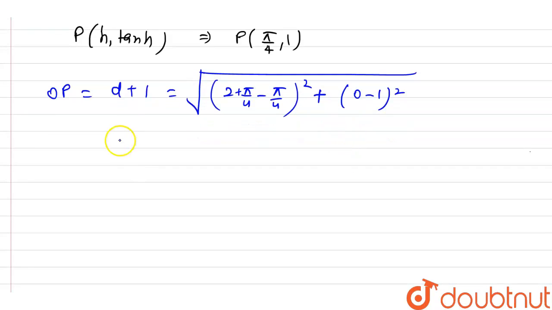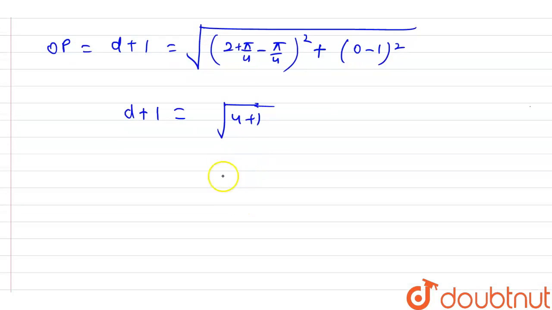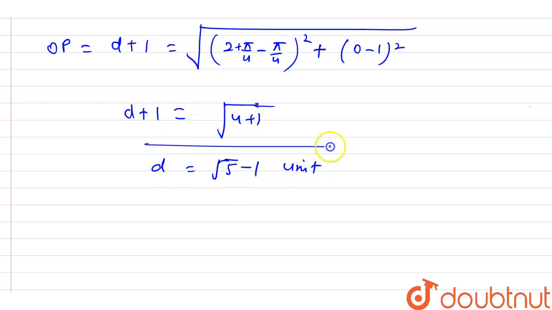This is the simple formula, hope you already know. d plus 1 will be equals to under the root 4 plus 1, because this will cancel out. 2 square is 4, minus 1 square is 1. Now it will be root 5. I'm taking this plus 1 over here, it will be minus 1. So the distance is root 5 minus 1 units.